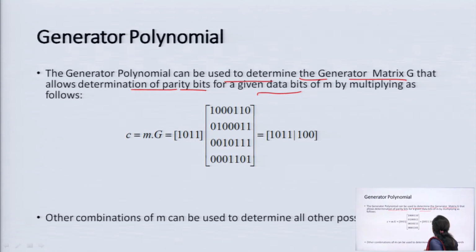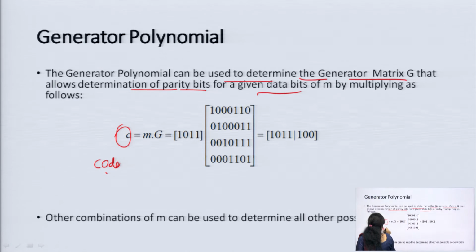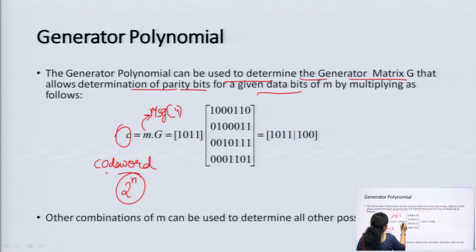First, you will see that this is the C that is generated over here, the code word. C is nothing but the code word. How many code words are possible? 2 to the power n code words are possible using this linear block coding. How are you going to generate them? This is the original message. You can see that there are 4 bits of message, and this is the generator matrix.